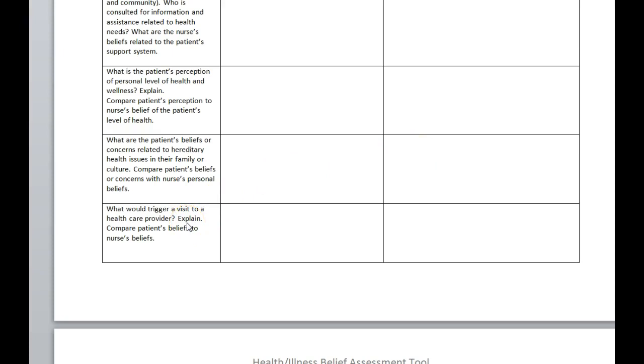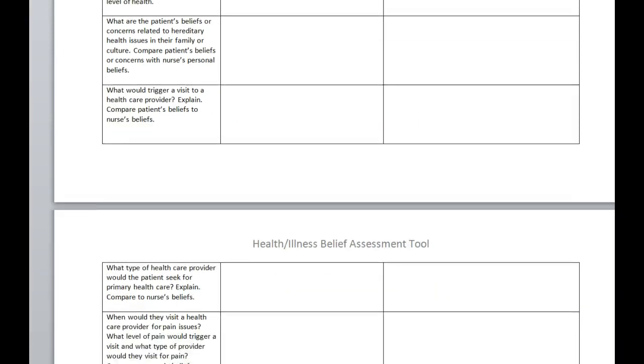What would trigger a visit to the healthcare provider? Some people might use the urgent care center frequently, and may see that as a means to access health care. And your beliefs might be that you would never go there. You'd call your family physician or would not use that or whatever. But again, you're comparing the person's beliefs to your beliefs and how they are alike or how they differ.